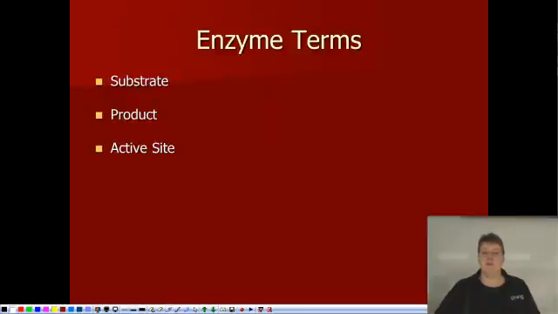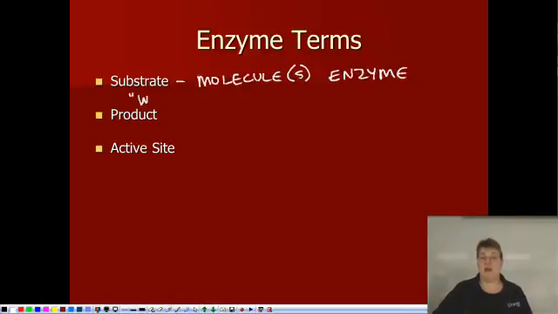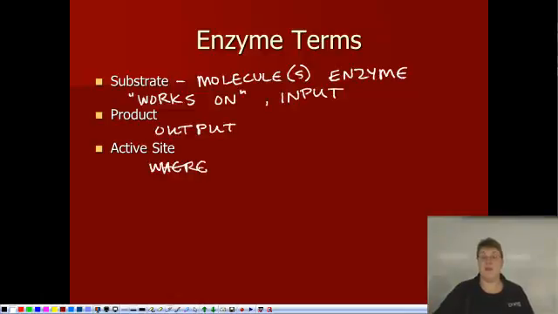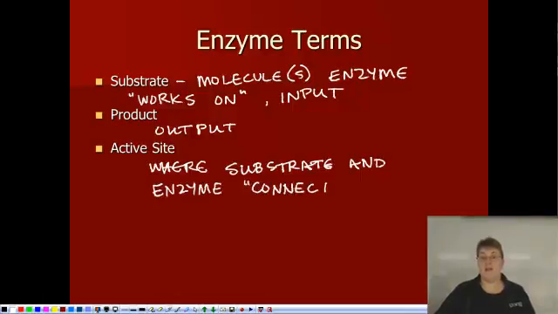Here are some examples of kind of what enzymes look like. You'll notice that they have kind of a slot where molecules fit into them. And so let's name some of these parts here. The molecules that are put into a reaction with an enzyme are referred to as substrates. The molecules that you get out are called products. And then there is what we call the active site. This is where the substrate and the enzyme kind of connect together.